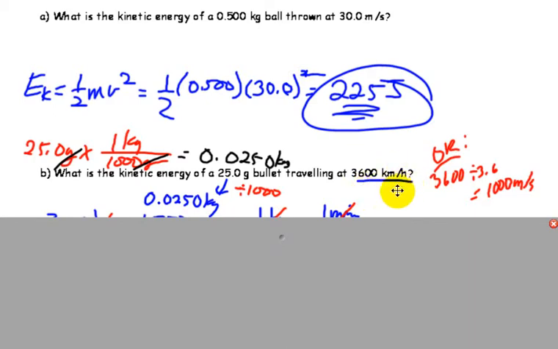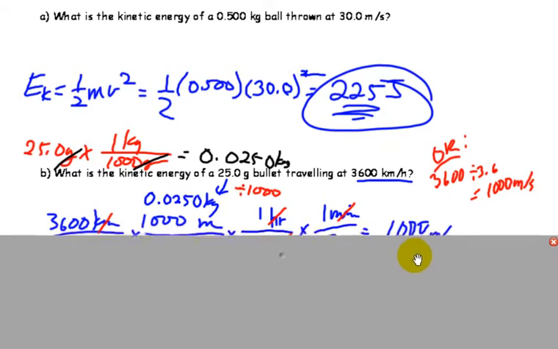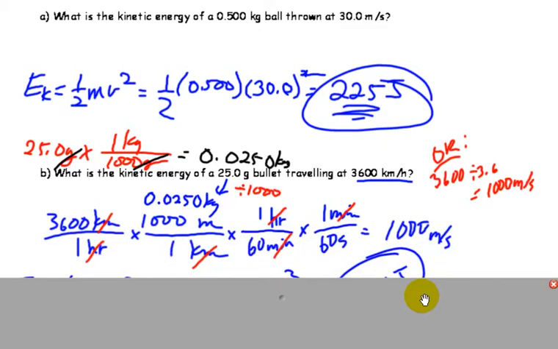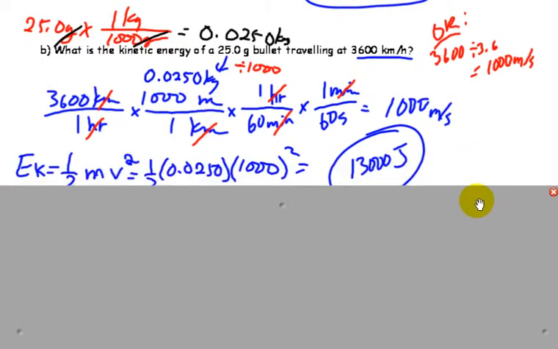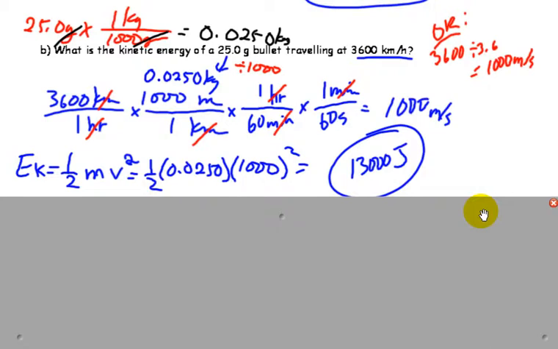Now, earlier on in one of the previous units, an easy way to go from kilometers per hour to meters per second would be to divide by 3.6. Or, of course, if we want to do the individual manipulations, 1 kilometer is 1,000 meters. 1 hour is 60 minutes. 1 minute is 60 seconds. Either way, we get 1,000 meters per second is what that bullet would be traveling. So we have our correct units: 1/2 mv squared, 1/2 times the mass of 0.0250 multiplied by 1,000 squared. So that leaves you with 13,000 joules.